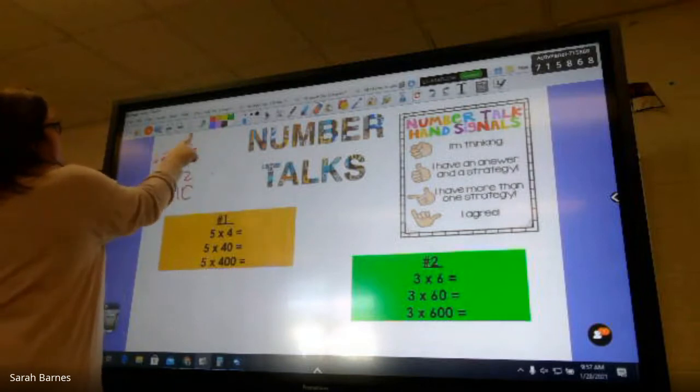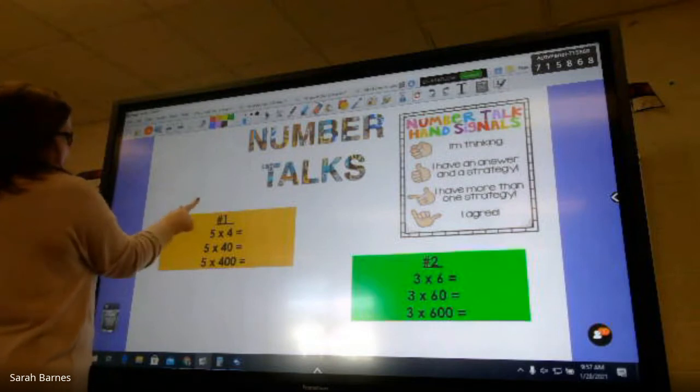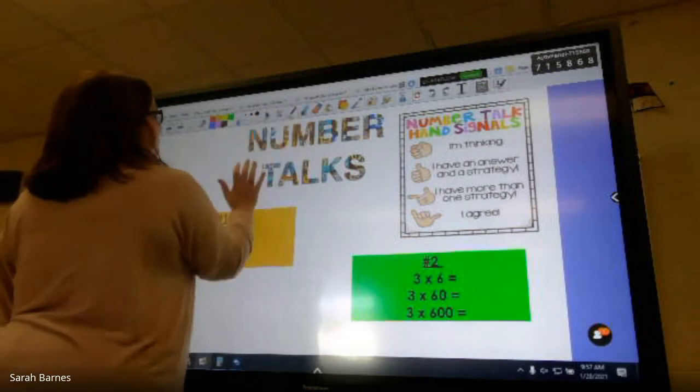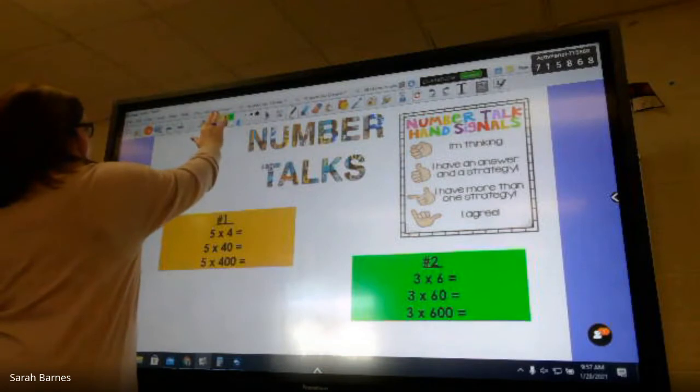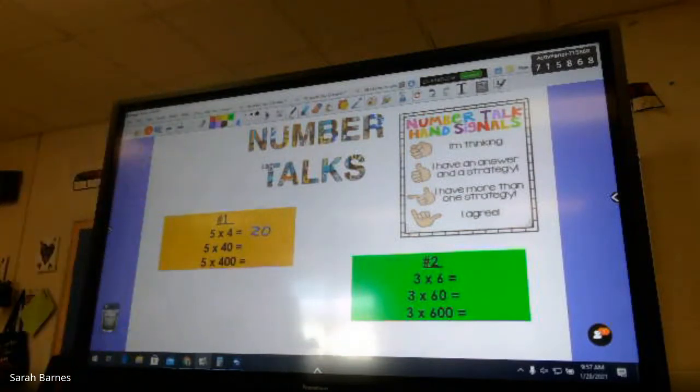Now, while I'm erasing this and preparing to write 20 on the board, I want you to be thinking about 5 times 40. What do you think 5 times 40 is? Harmony's got her thumb up. Jensen's got his thumb up. Miss Simmons has her thumb up. Harmony's got hers up. Who else can tell me? Joseph, Joel, do you know what 5 times 40 is?